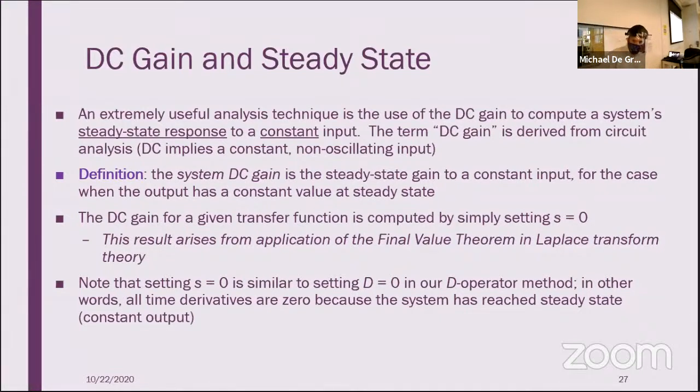DC gain for a given transfer function is computed by simply setting S, or in our case, remember, we've been using D so far, we set D equal to 0. The results arise from the application of the final value theorem in Laplace transform theory, which we haven't talked about yet. Then there's a note at the bottom that S equal to 0 is similar to setting D equal to 0. Think of it this way.